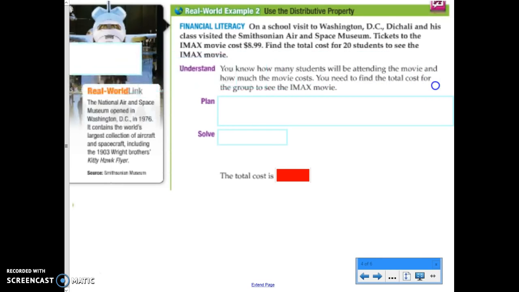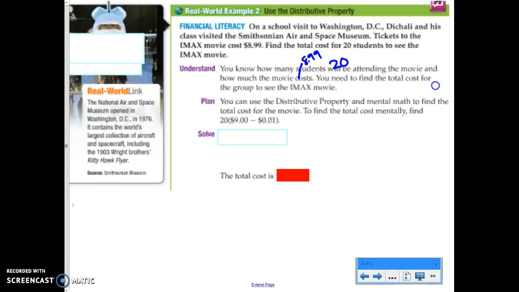So first, let's understand. You know how many students will be attending the movie, which is 20 total students, right? And how much the movie costs. You know that the cost is $8.99. You need to find the total cost for the whole group to see the IMAX movie. So our plan then would be to use the distributive property and use mental math to find the total cost for the movie. To find the total cost mentally, you find 20 times the difference of $9 minus 1 penny. Okay, and then you go ahead and solve.